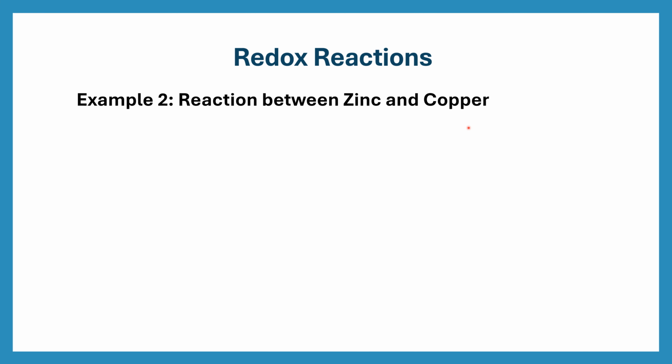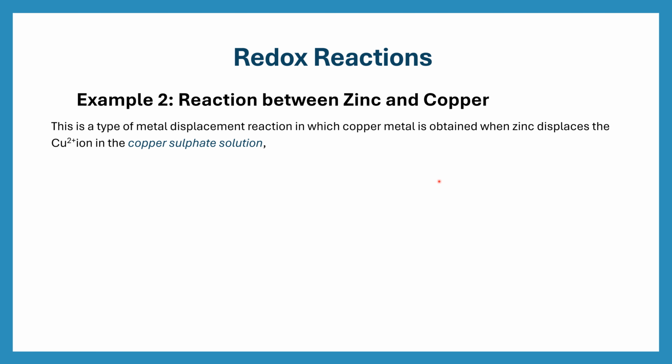Let us now continue with another classic example under the redox reactions. This time we will study a metal displacement reaction involving zinc and copper. We have already studied this reaction, but here we will study it in detail. First, we observe that this reaction involves zinc metal reacting with the copper sulfate solution. Zinc is the more reactive metal and can displace copper ions from the solution, forming zinc sulfate and depositing solid copper at the electrodes.